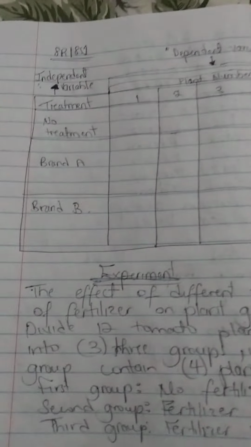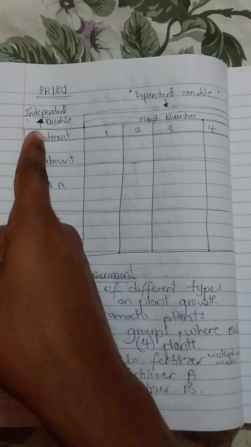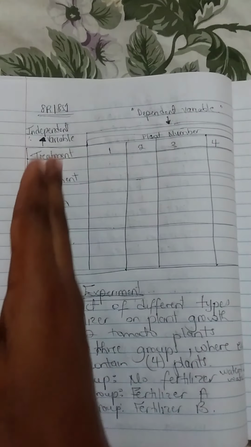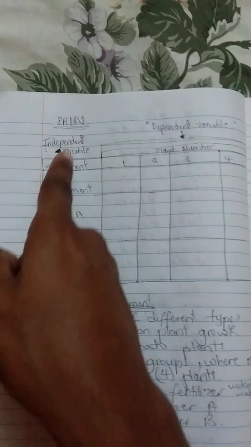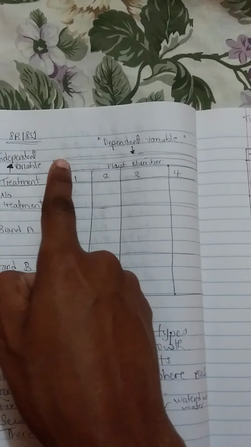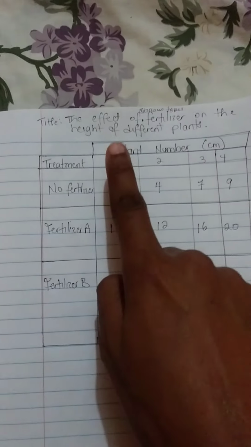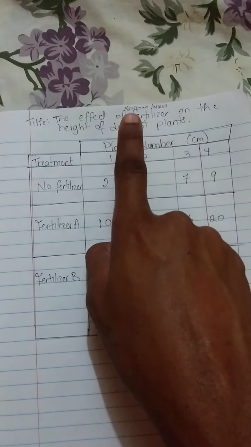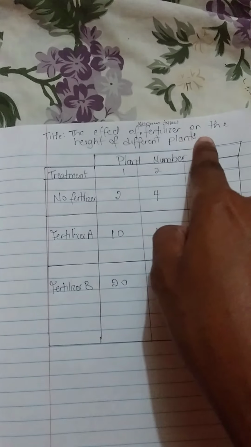So let me do a recap. When you're creating your table, you have to bear in mind that the independent variable will go over this side of the table, the first column here, which is on the left end. So you would write the independent variable here, and your dependent variable would go across. The next thing you have to bear in mind is that you must always include a title at the top of your data table. For example here, the effect of various types of fertilizer on the height of different plants.